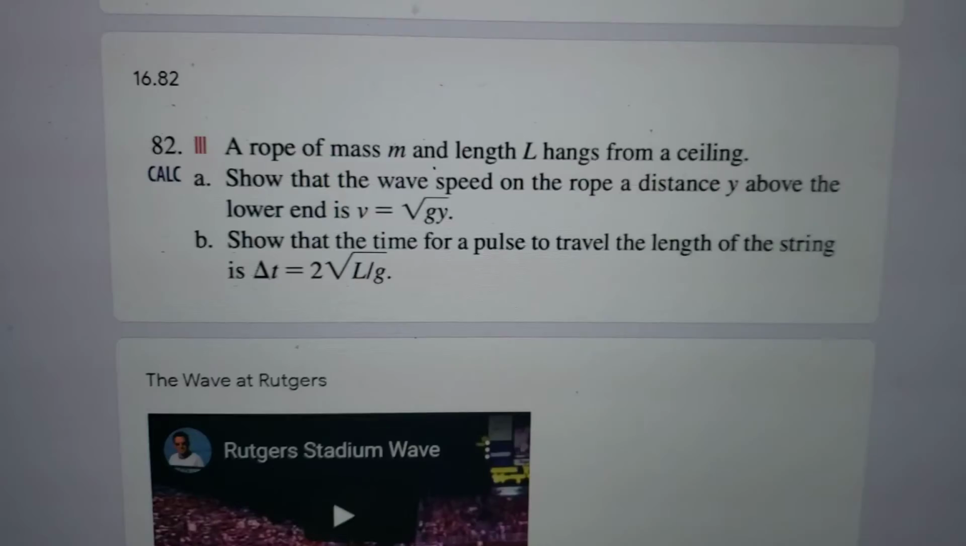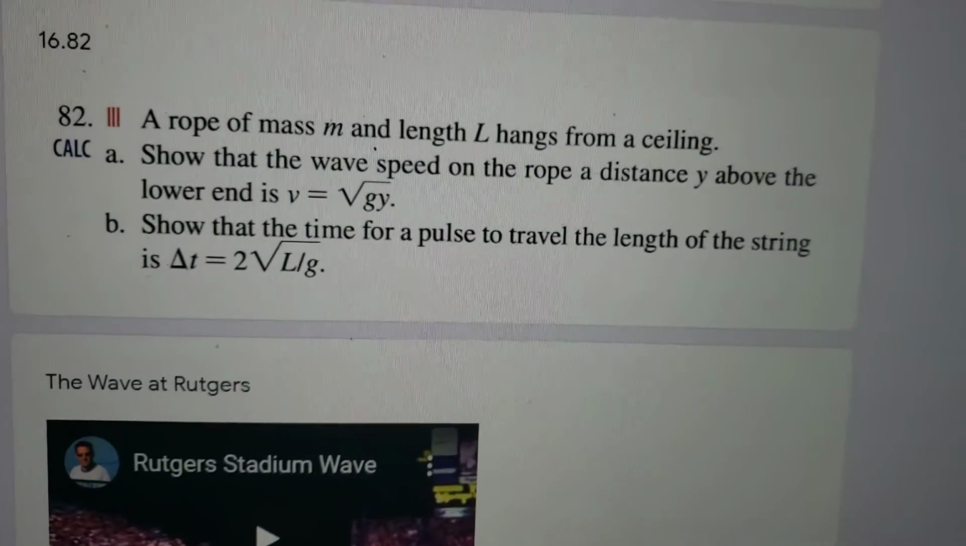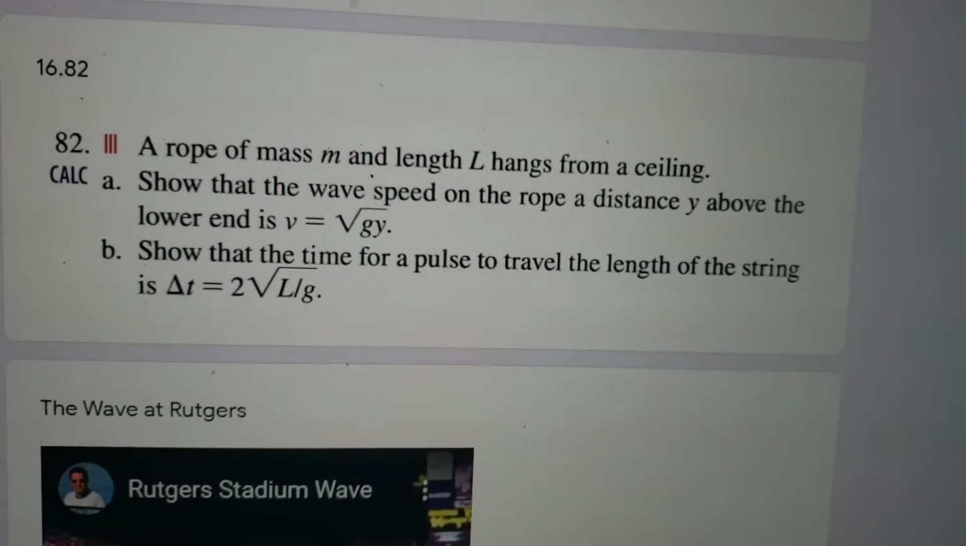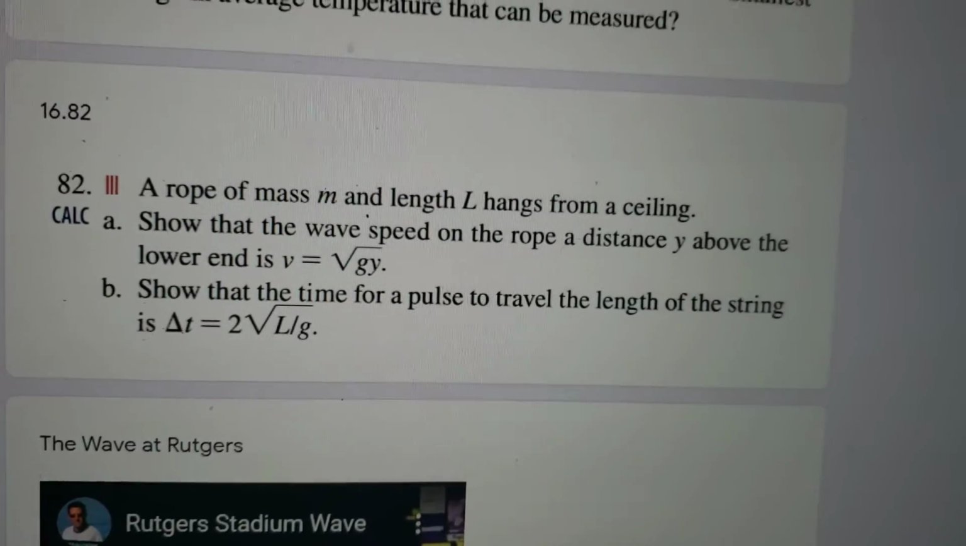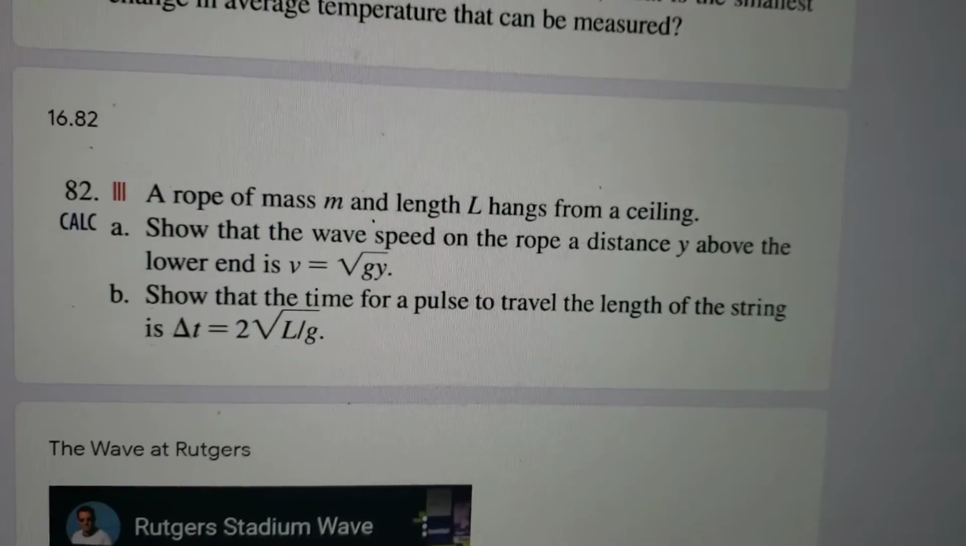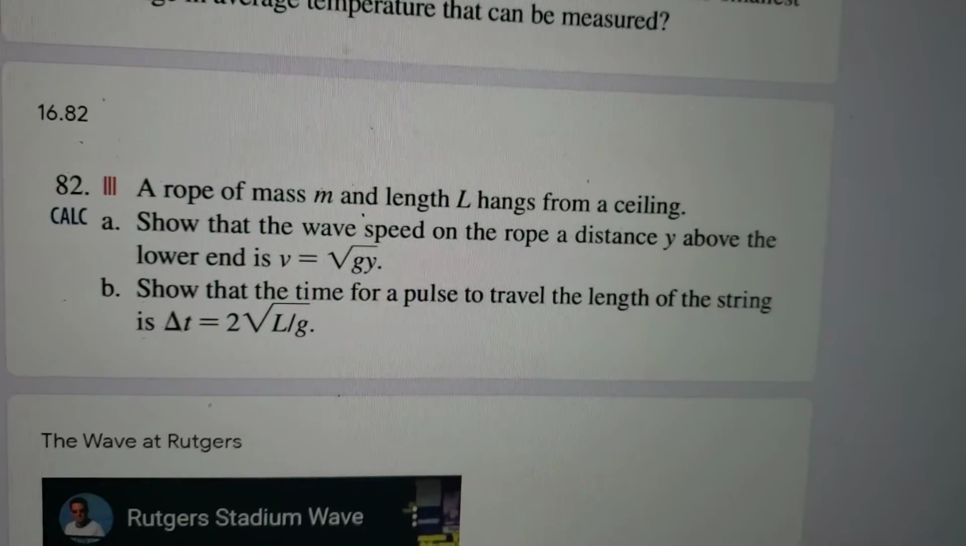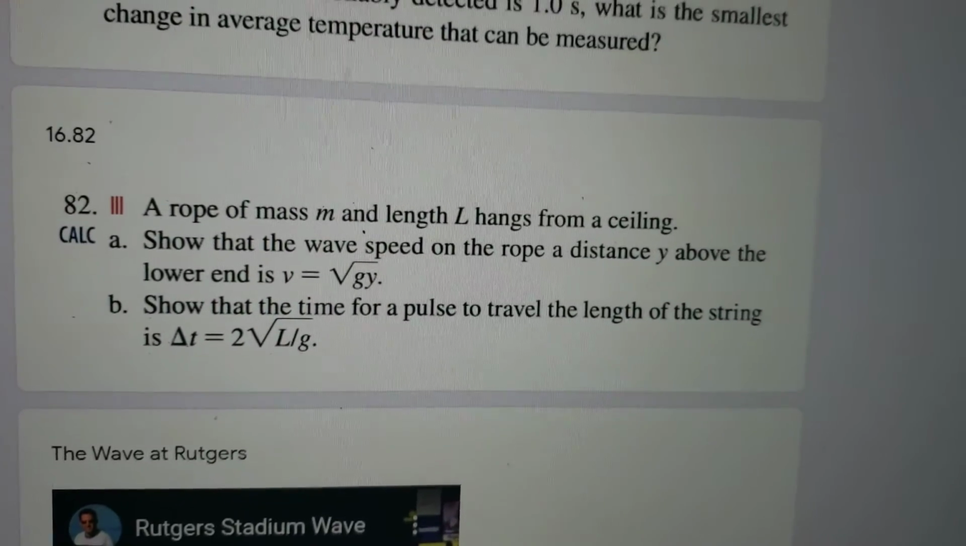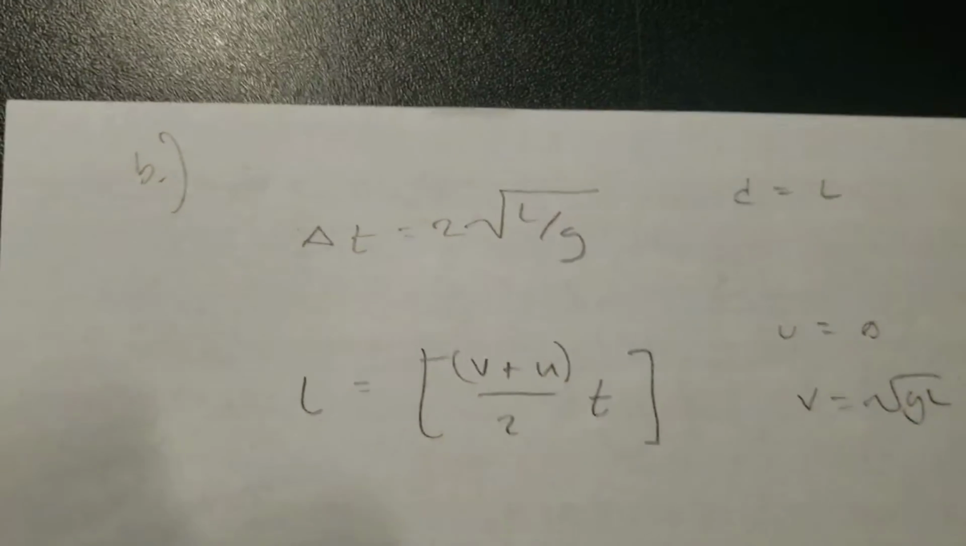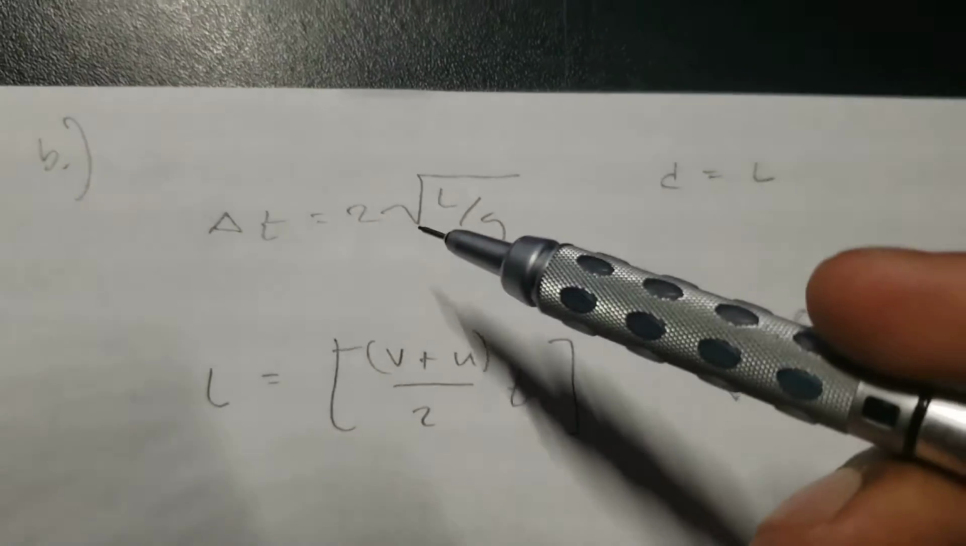And part B is another similar problem. It just wants us to show how to get to the time for a pulse to travel through the length of the string. It wants us to show how to get to delta t is equal to 2 times the square root of L over g. So we're going to do this in a similar fashion. So this is what we want to get to again.